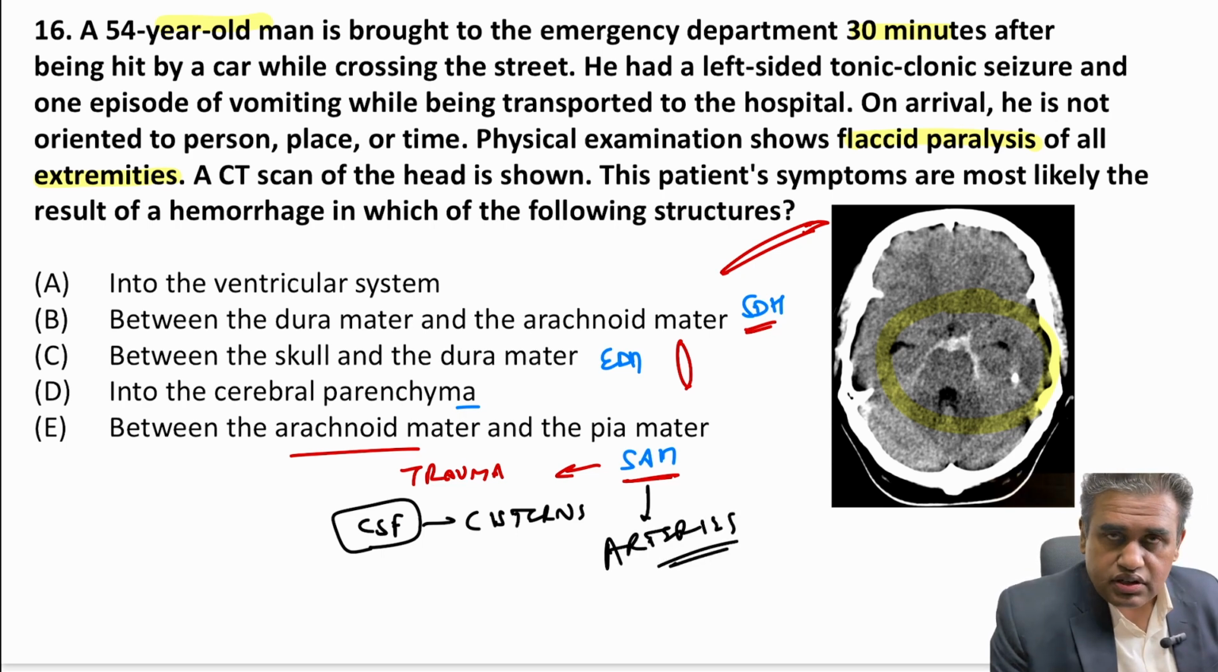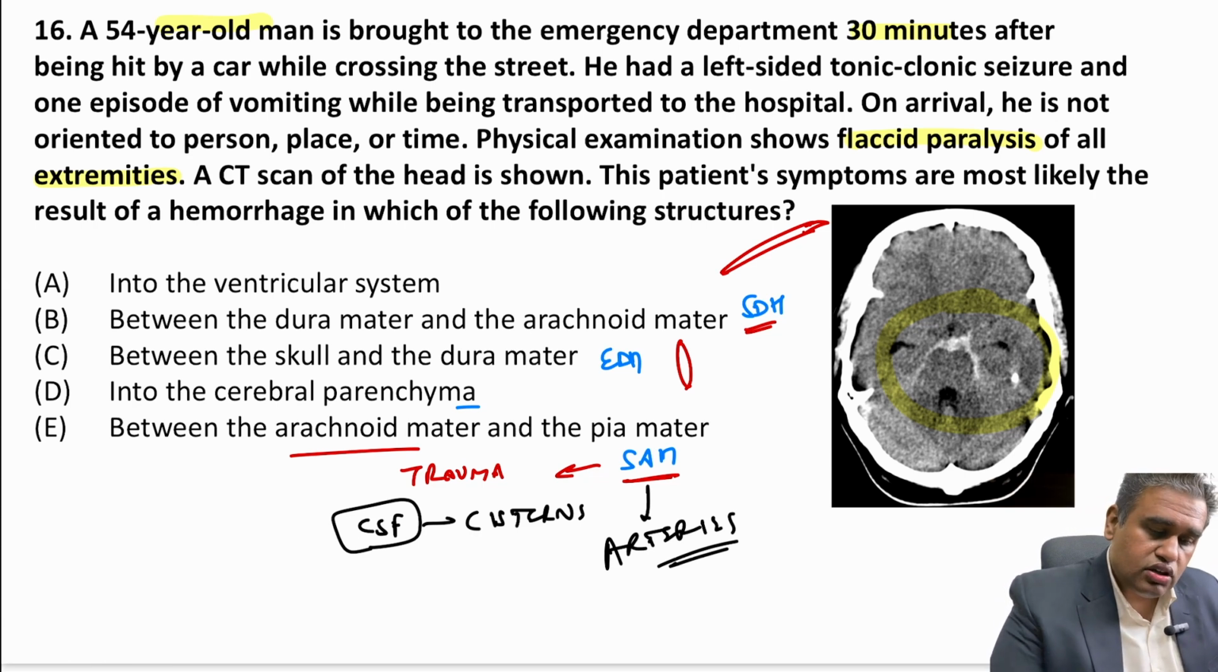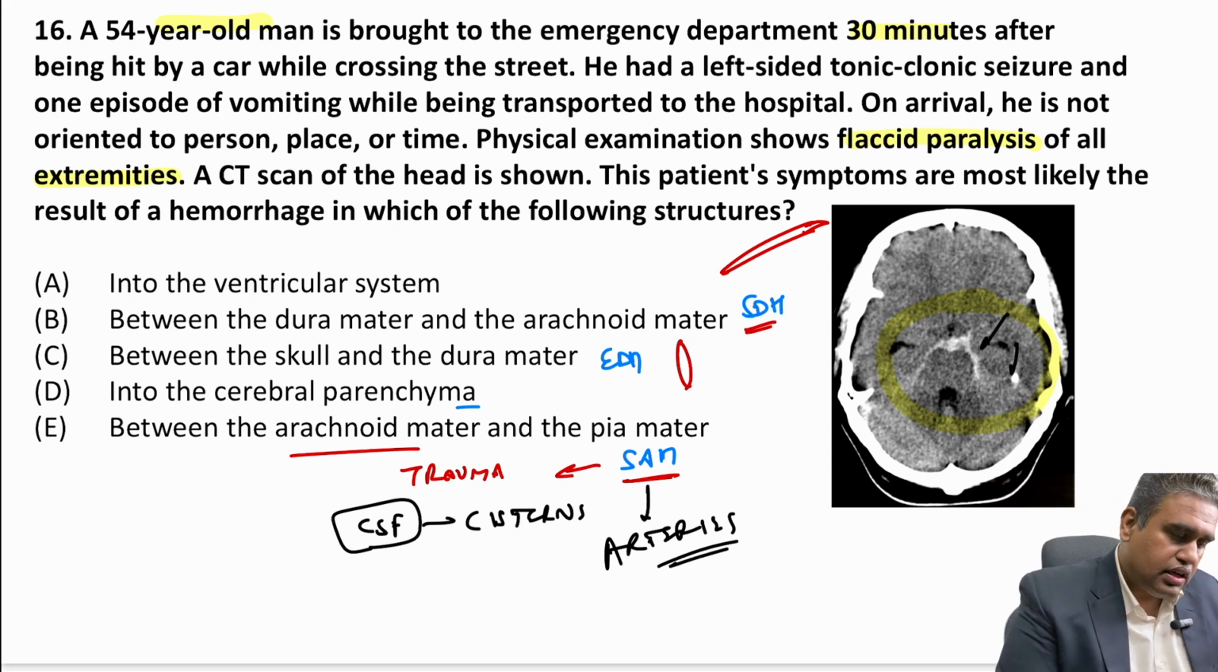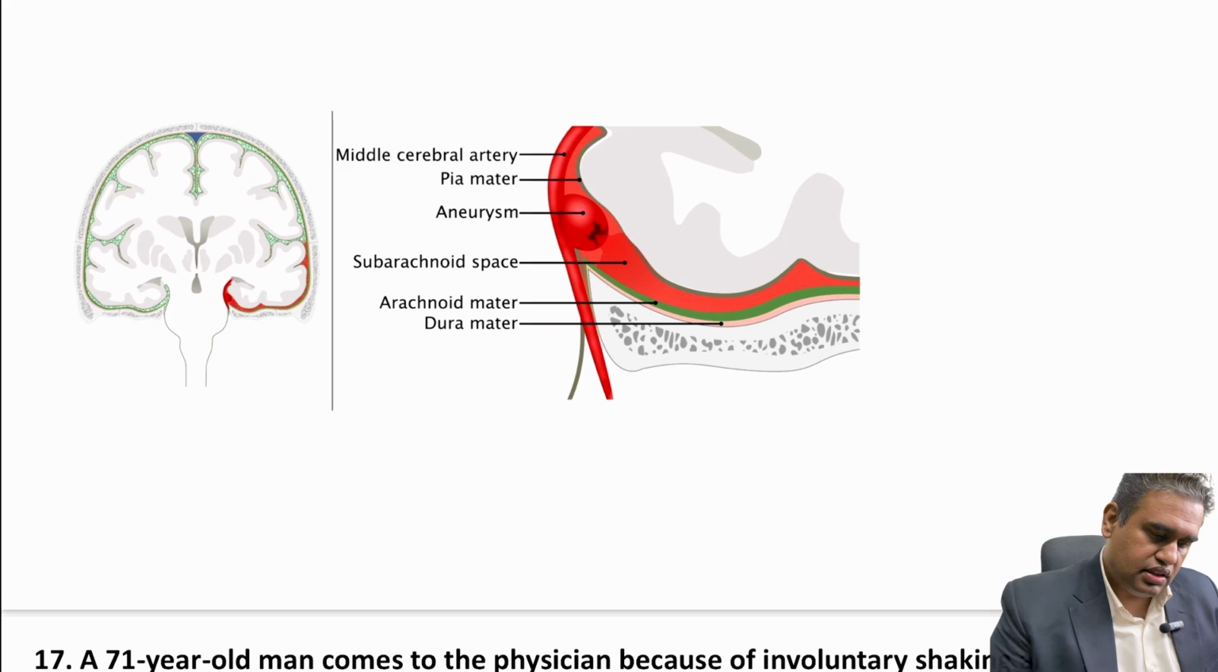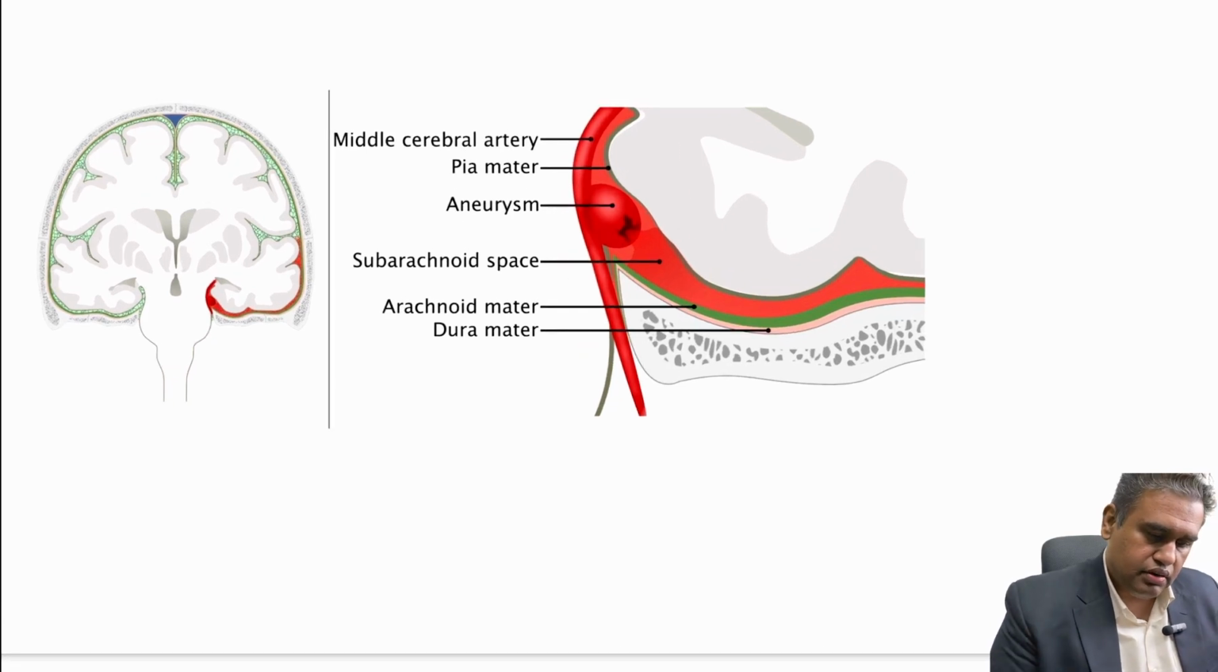Now, when those arteries will rupture, the blood will start to accumulate in the subarachnoid cistern area, is what we are seeing over here. Therefore, it is most probably a picture showing us the subarachnoid hemorrhage. Therefore, we can go with the answer between the arachnoid and the pia mater. Here's an image showing us the subarachnoid space over here, right? And you can see the aneurysm that might have ruptured.